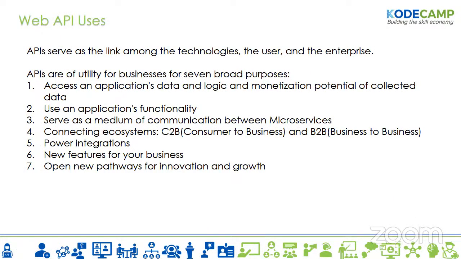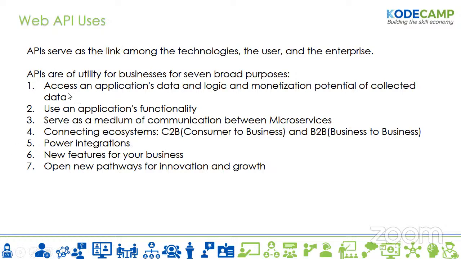And let's look at some of the uses of web APIs. So an API serves as the link among technologies. It could be different technologies, the user, and the enterprise or business. Now, APIs are utility for businesses for 7 broad purposes. There are so many purposes, but we could categorize them into 7 broad purposes.